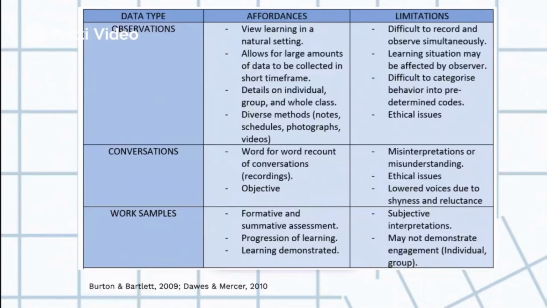Each of these data collection methods comes with affordances and limitations, as demonstrated in this table. These affordances and limitations highlight the importance of collecting various types of data to generate evidence and support your knowledge claims in an action research project so that they remain valid and unencumbered by limitations.